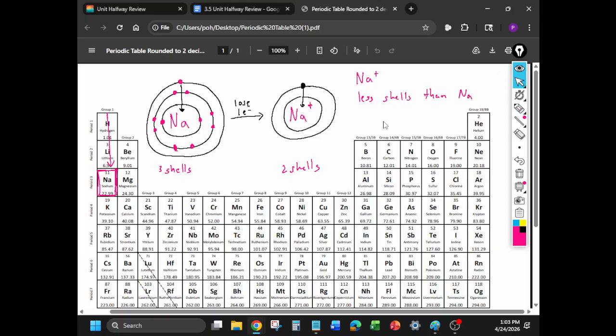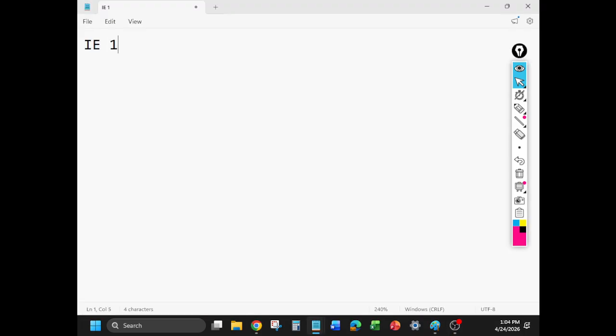Okay, so that's going to be your answer for that one. I'd say that's the trickiest one because you need to identify first the most common ion and that it loses a shell, and that means it is held more tightly, i.e. 1. Okay.